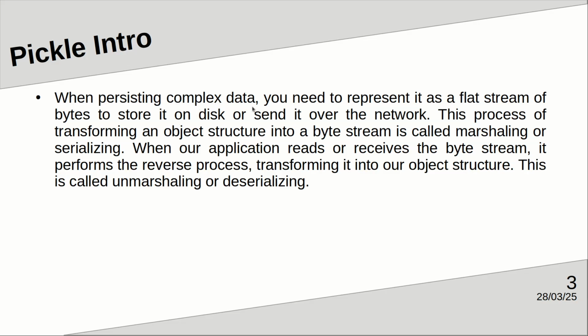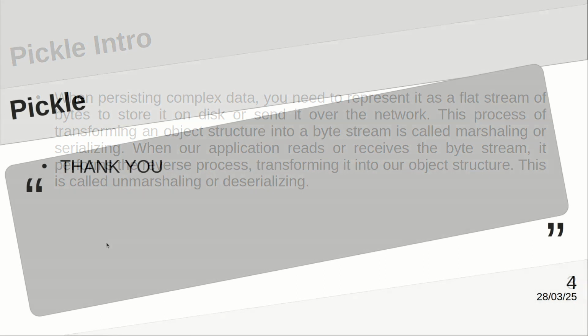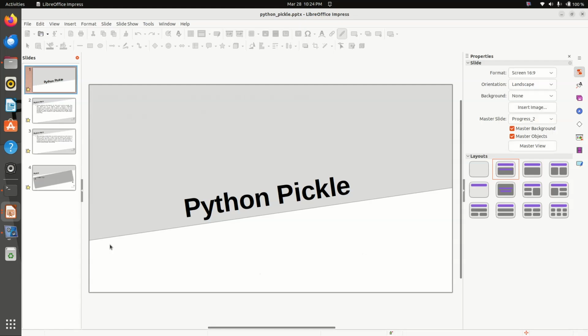When persisting complex data, you need to represent it in a flat stream of bytes to store it on disk and send it over the network. This process of transforming object structure into a byte stream is called serializing, and when our application reads or receives the byte stream, it performs the reverse process of transformation into our object structure. This process is called deserializing. So that is all about the pickle.